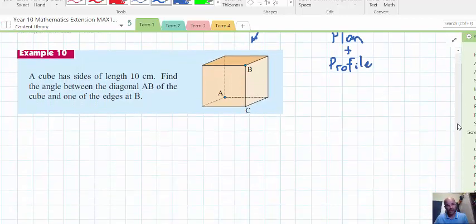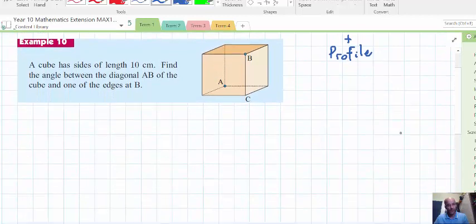We've got an example here. A cube has sides of length 10, so they're all 10. Find the angle between the diagonal AB of the cube and one of the edges at B.